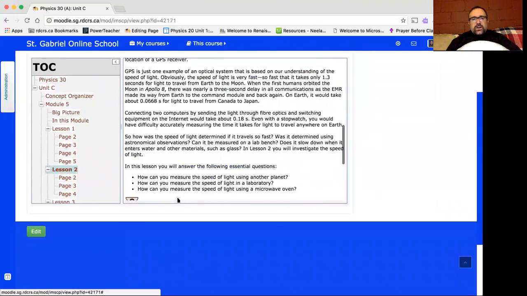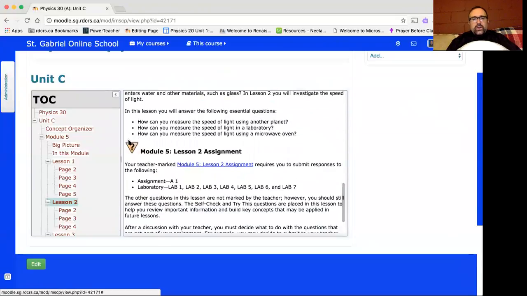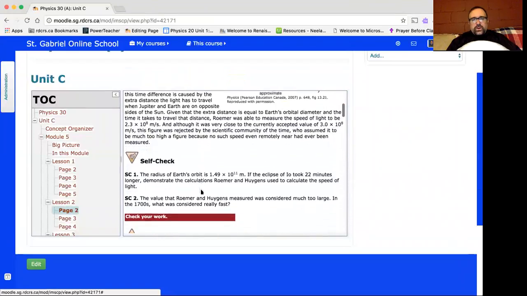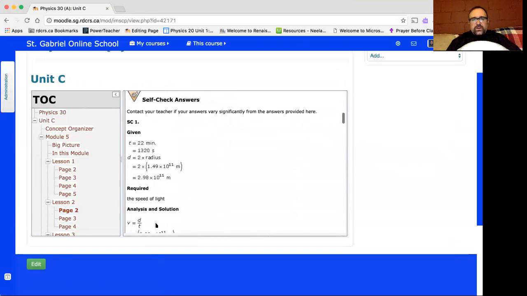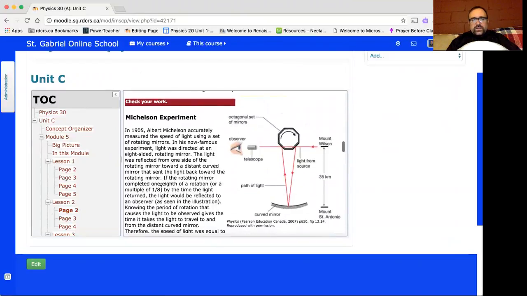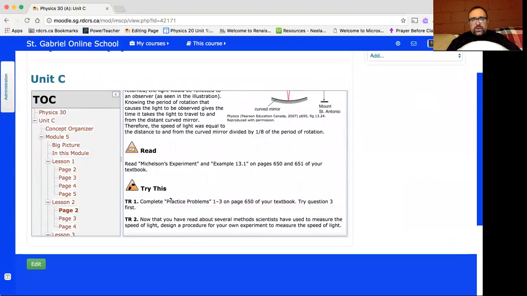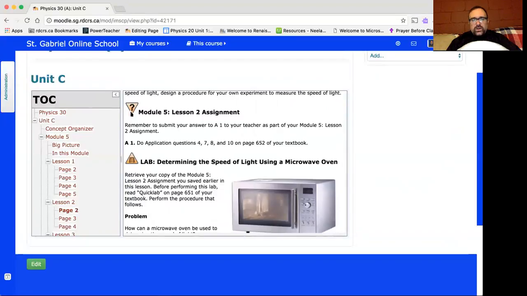One of the things I want to talk about, using this program that I have here: the one with a triangle and a question mark, ignore those. It's not the assignments that you're doing. For example, if you go to page 2, read all the information. There's even a self-check, a great way to have formative assessments available for you. And it even tells you the workings right there. So that's very nice. Read is very important to see too, and more self-checks. And there's an experiment, read, try this. So do complete those.